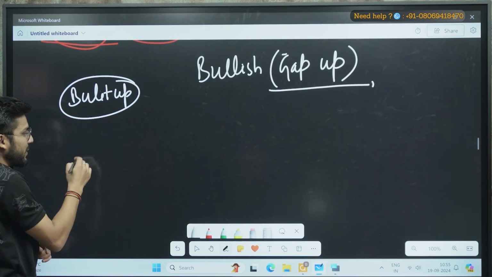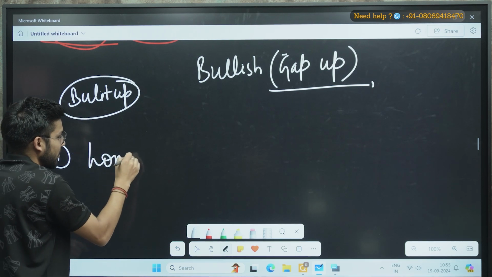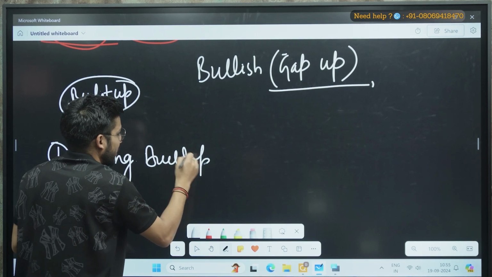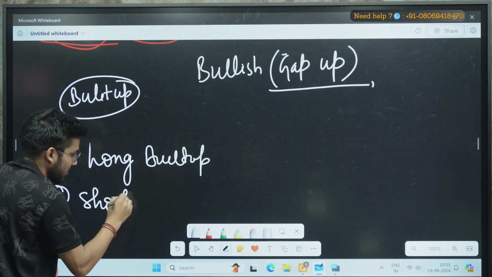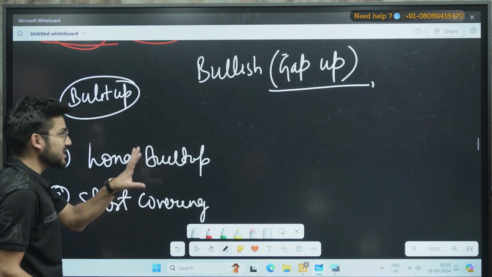So for the gap up opening, I'll see 2 kinds of build up here. The first one is the long build up, and the second one is short covering, right? So this is my first condition.